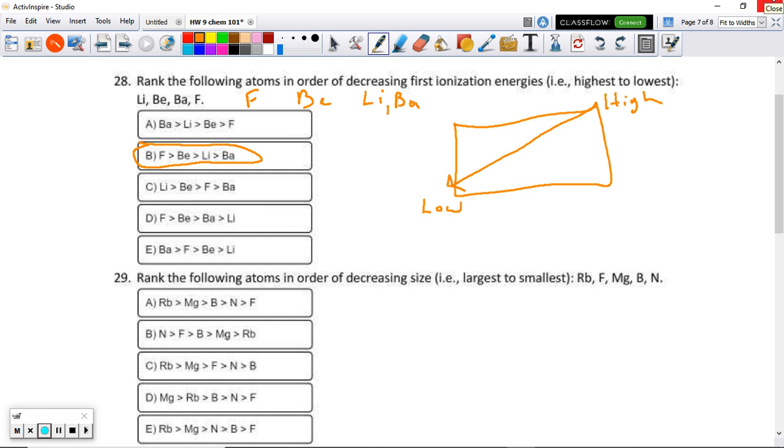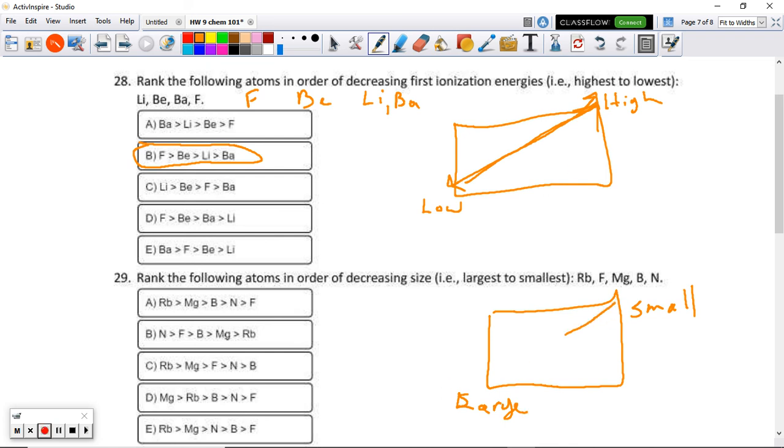Rank the following atoms in order of decreasing size, largest to smallest. So again, remember that size is large here, small here, so it increases, and actually this one increases in that direction. So it increases as we move down and to the left. So in this one, we just need to look it up on the periodic table, put them in order.